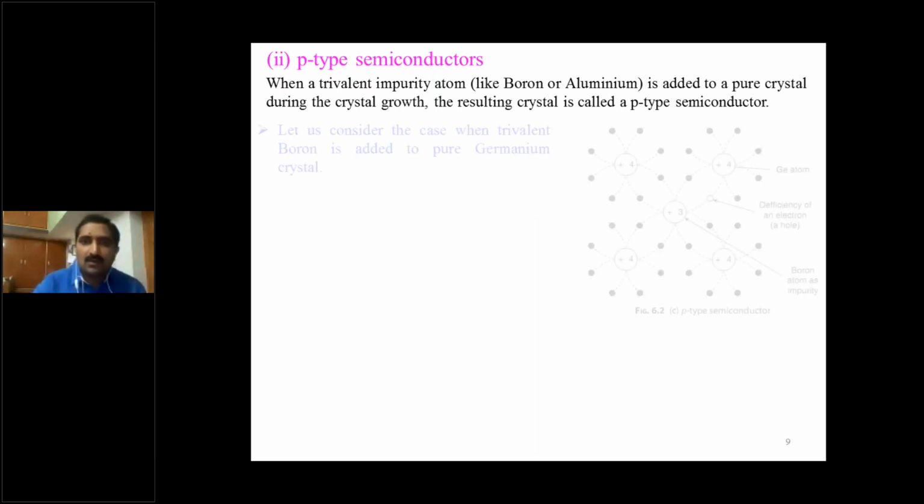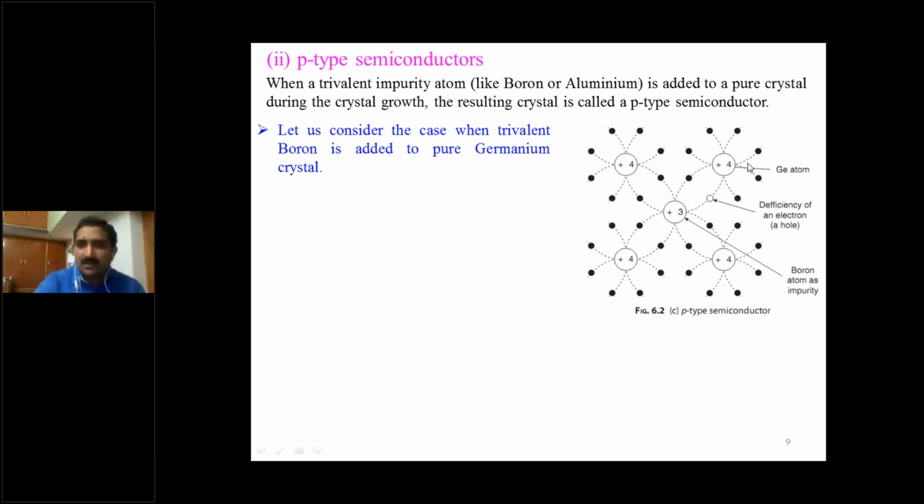Here this is the germanium atom, and this is the germanium atom, and this is the germanium atom, and this is the germanium atom. To these 4 germanium atoms, we are adding a trivalent impurity, boron. That means 3 valence electrons, 1, 2, 3. The first electron forms a covalent bond with one germanium, the second electron with another germanium, and the third one with the other germanium atom. Here the electron is from the germanium.